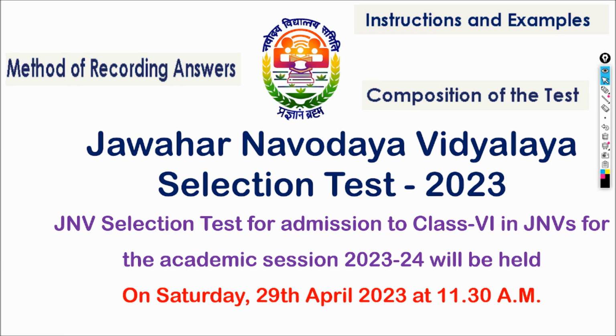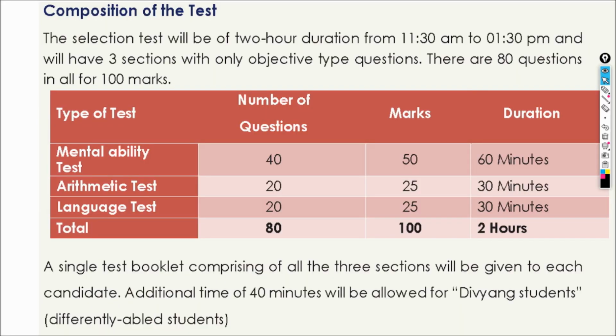So in this video, we are going to see the Jawahar Navodaya Vidyalaya Selection Test 2023, the JNV Selection Test for admission to class 6th in JNVs for the academic session 2023-24, which will be held on Saturday 29th April 2023 at 11:30 a.m. In this video, dear students and parents, we are going to see the method of recording answers, instructions and examples, and the composition of the test. So let us see first the composition of this test.